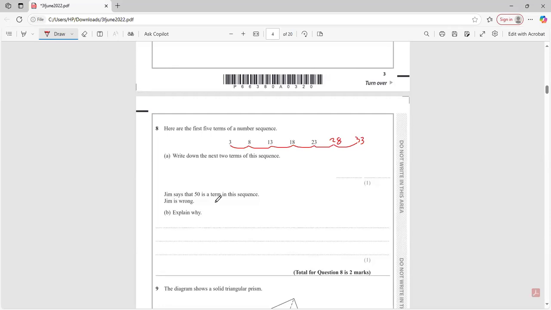Okay, that's it. Next, Jim says that 50 is a term of this sequence. Jim is wrong. Explain why. Well, it's quite simple, but for you to explain why doesn't mean you should add all this till you get to 50. The easiest way would be to use the formula for, what do you call it?